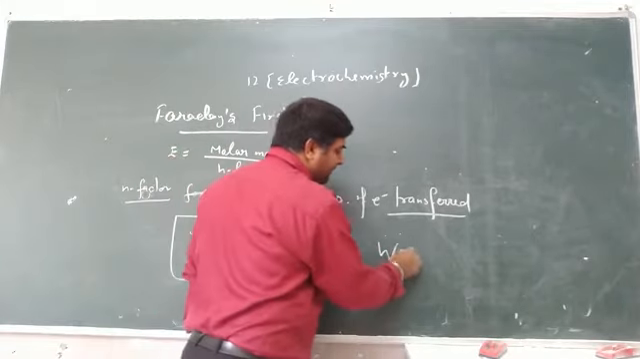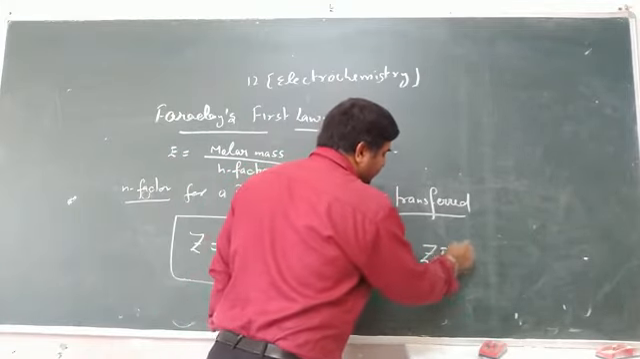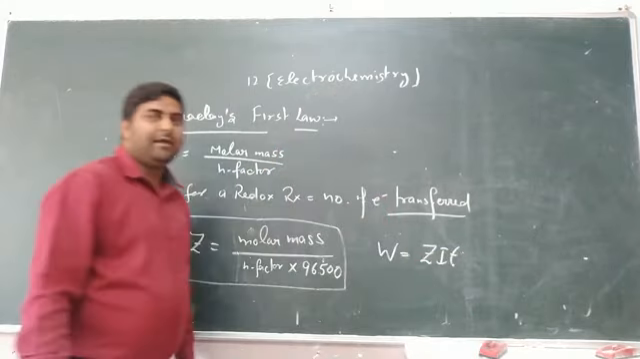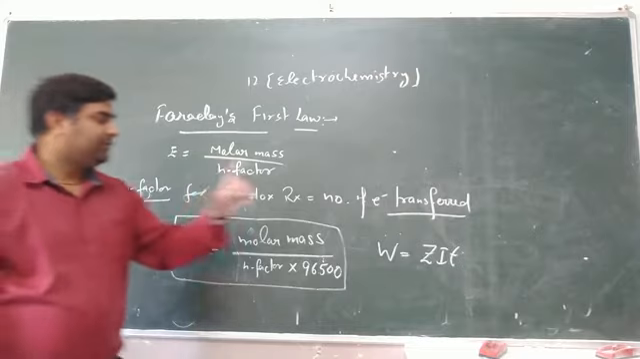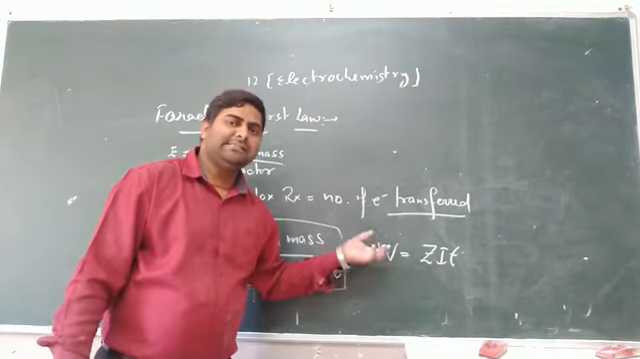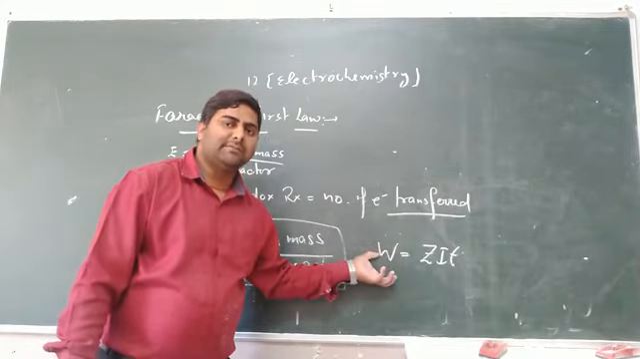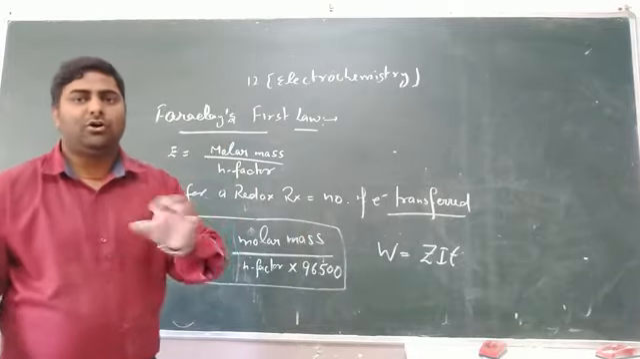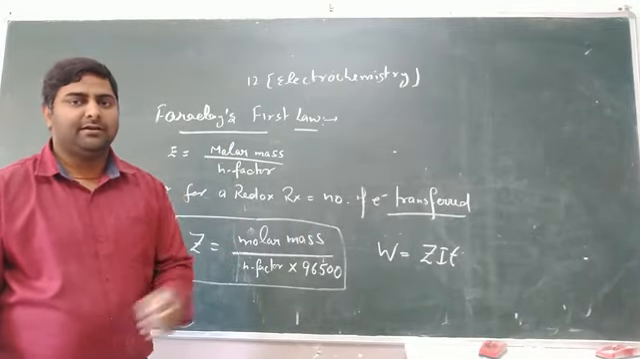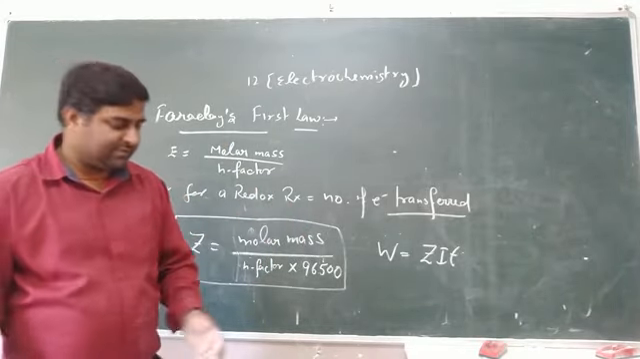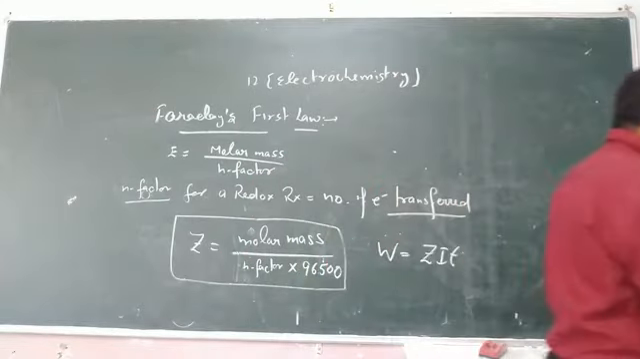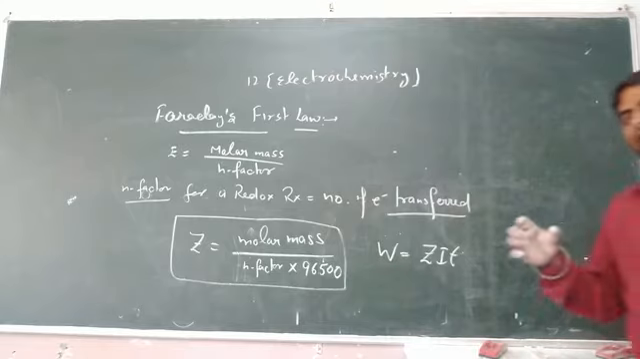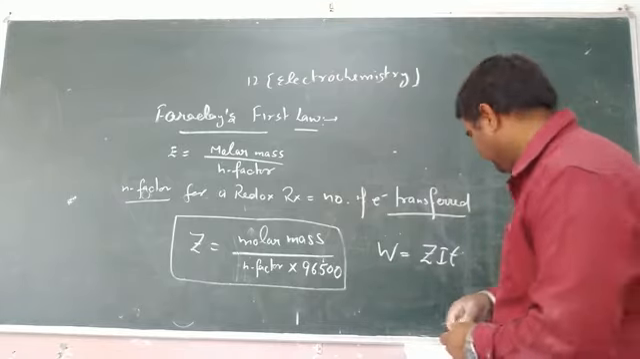And Faraday's law: W equals ZIT. First we calculate the value of Z, then we substitute the value here. We can easily calculate the amount of the substance liberated or deposited at their respective electrodes. This is Faraday's first law. Now, let us move towards Faraday's second law.